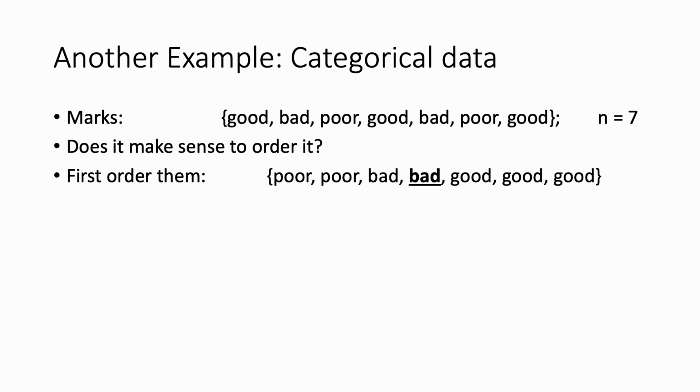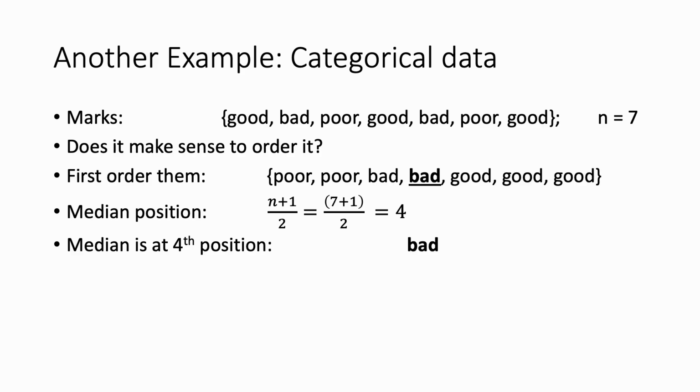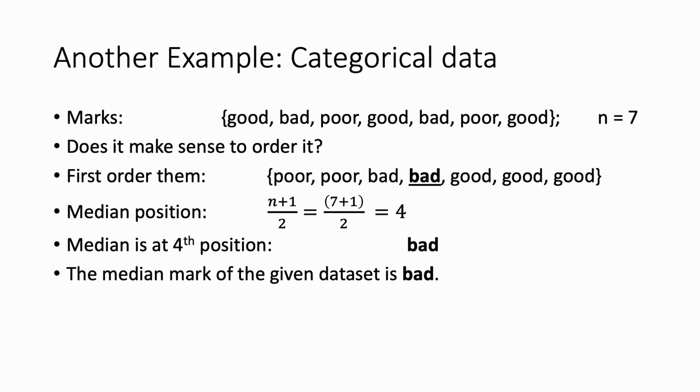Now we can repeat the same old process of measuring the median value. The median position again can be computed by calculating n plus 1 over 2, where n equals 7, and hence the median position turns out to be 4. So the median sits at the 4th position in the sorted list. I had already made it bold and underlined it, so you can easily spot it. So the value bad is the median value for this data set. Hence, the median mark has been categorized as bad.